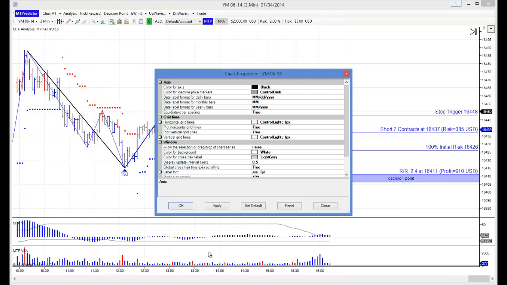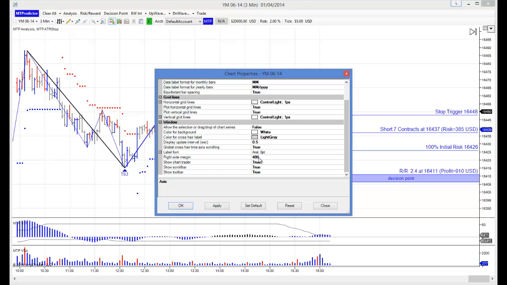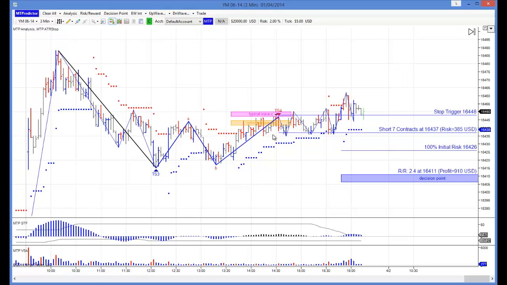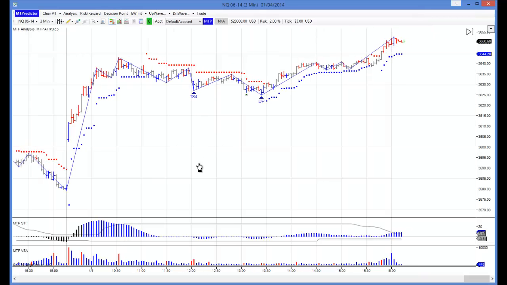I'm just going to take all that space off the right hand side there so we can see what we're doing a bit more. So really a hard day on the YM, which basically chopped sideways. But again, we did have the buy setup almost at the low of the day there. Let's go to the NQ. What did the NQ do? Slightly different on the NQ.